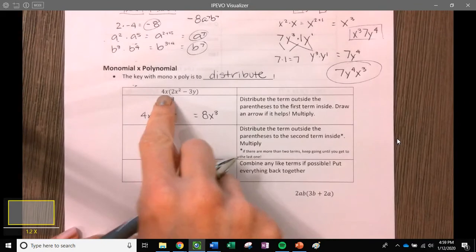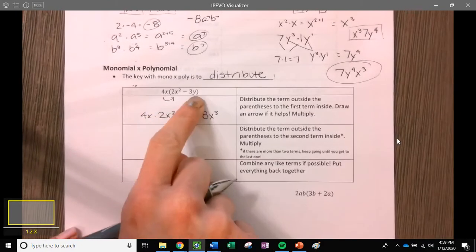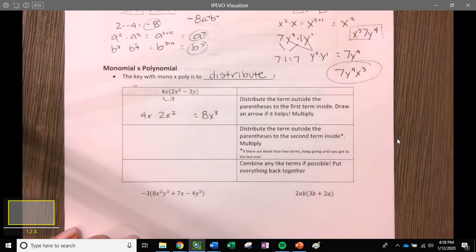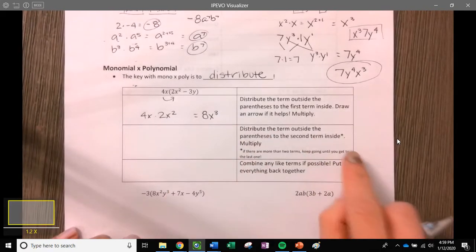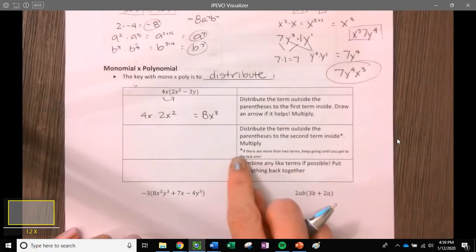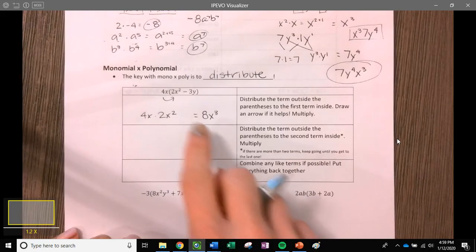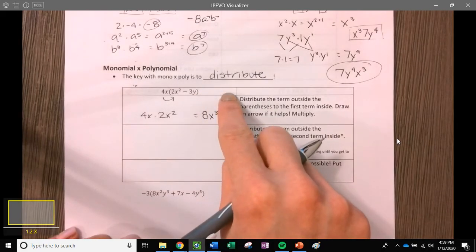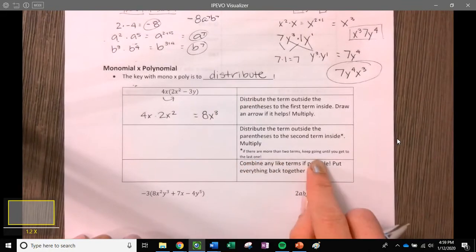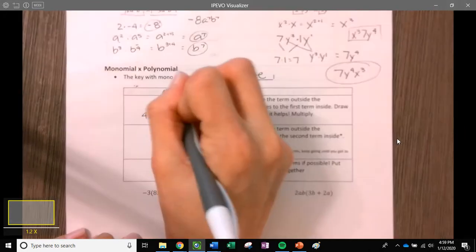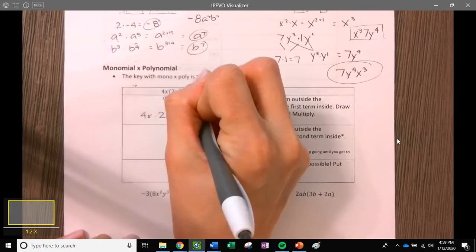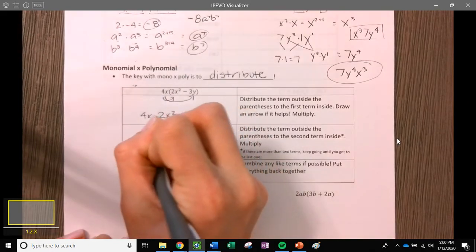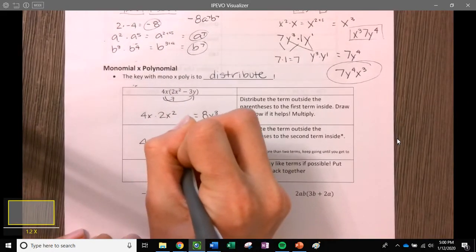Okay, now we have to take that 4x and we have to distribute it to the second term inside. And I put a little asterisk here in your notes because you want to be aware that you're going to distribute those terms until there's no more terms to distribute them to. So if there's more than 2 terms, you just keep going until you get to the last one. There's no hard and fast rule that says stop at the second term. But for this one, we only have 2, so we only have to distribute it to 2 things. We'll have 4x times negative 3y.